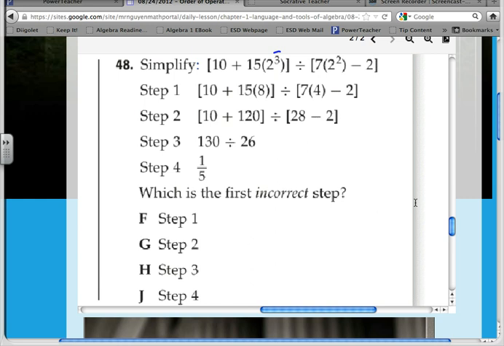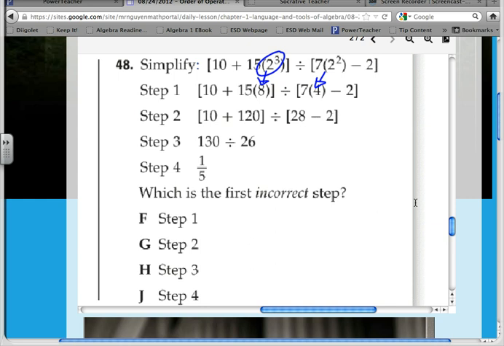So 2 to the third will give you 8. And it seems like it's correct right there. Everything looks good, right? And then over here, 2 to the second power is 4. It looks pretty good too. So is step 1 correct? Yes. It looks good. So step 1 is definitely okay. Moving on to step 2.